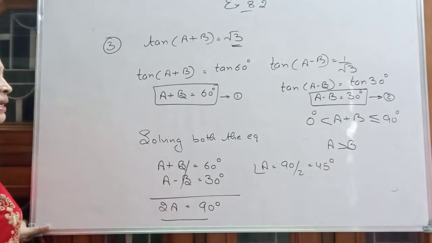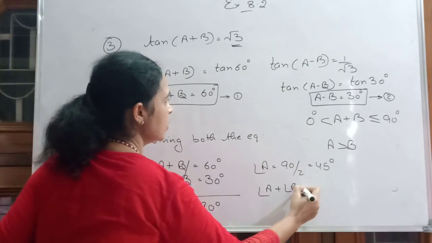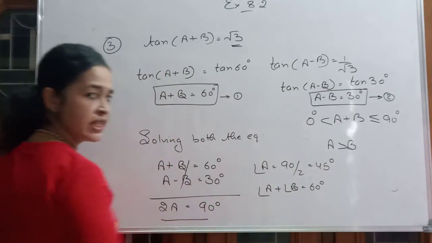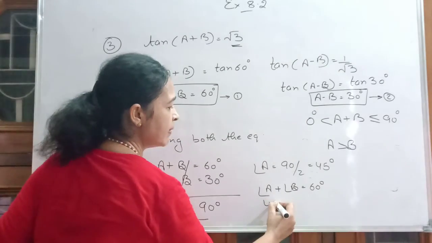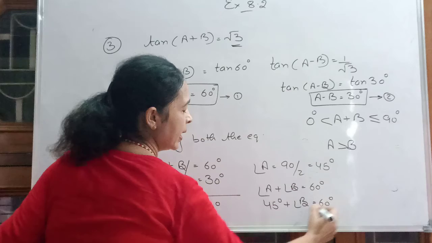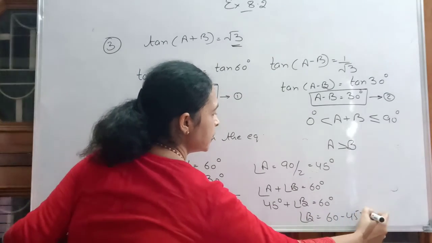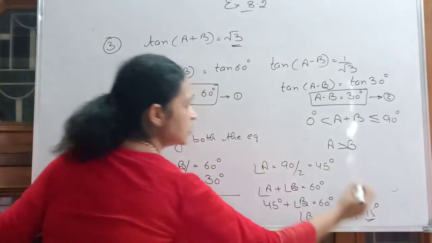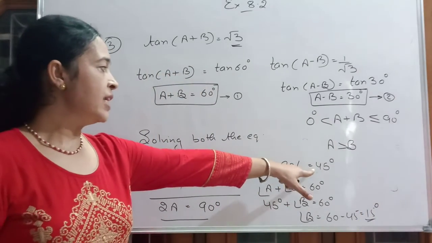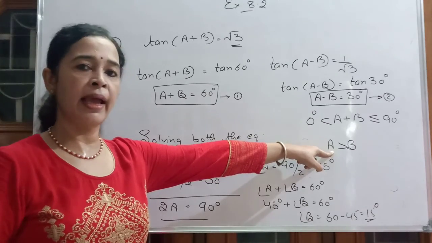Put the value of angle A in equation 1. Angle A plus angle B equals to 60 degrees. Angle A is 45. What will be the value of angle B? Angle B will be 60 minus 45, 15 degrees. Angle A is 45, angle B is 15. Look, angle A is greater than angle B.